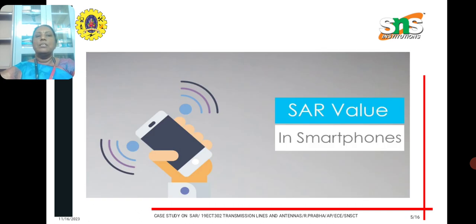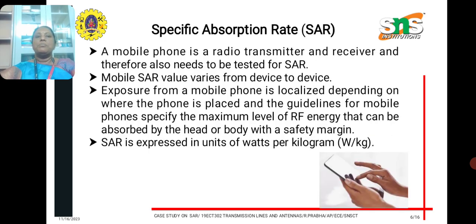So now we are going to see the SAR value calculation on mobile phones. We know a mobile phone is a radio transmitter and a receiver, and therefore also needs to be tested for SAR. So mobile SAR value varies from device to device. Exposure from a mobile phone is localized depending on where the phone is placed, and the guidelines for the mobile phone specify the maximum level of RF energy that can be absorbed by the head or body with a safe margin. So SAR is expressed by the unit watts per kilogram, W/kg.